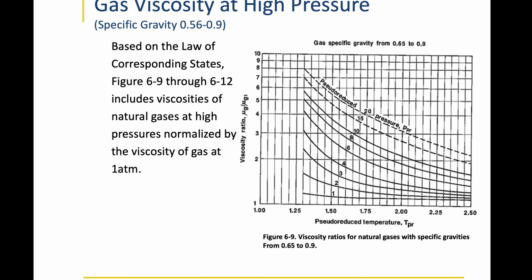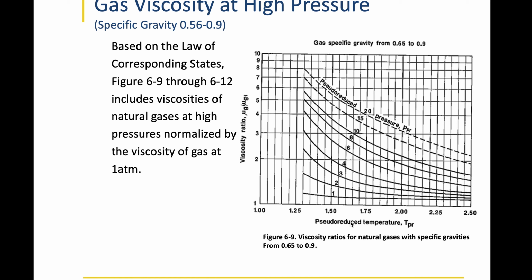And we know the specific gravity of the gas was defined as the apparent molecular weight of gas divided by 29, which was the apparent molecular weight of air. So the apparent molecular weight of gas was the mole fractions times the molecular weights, and you sum them up. So you find the specific gravity. If the specific gravity falls between 0.65 and 0.9, then we use figure 6-9.